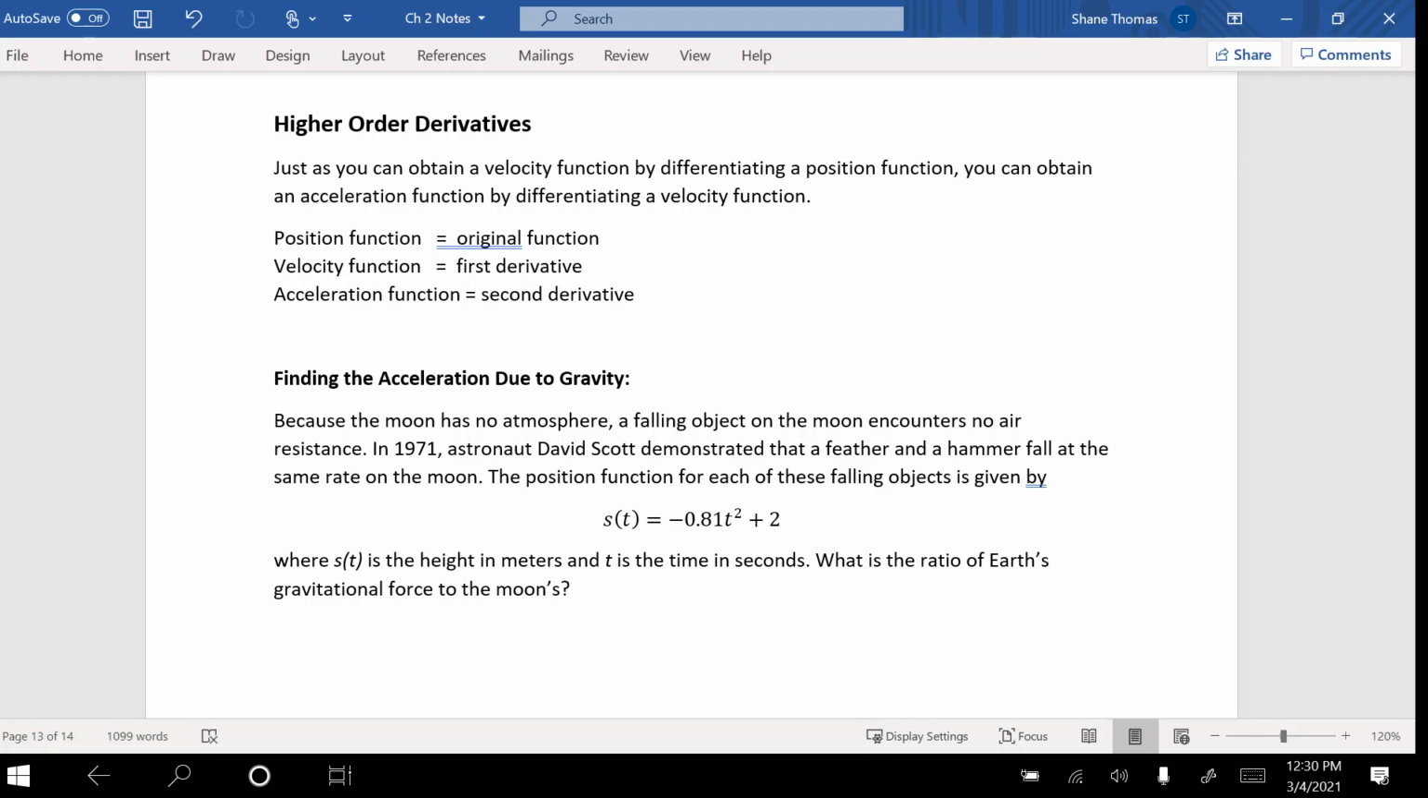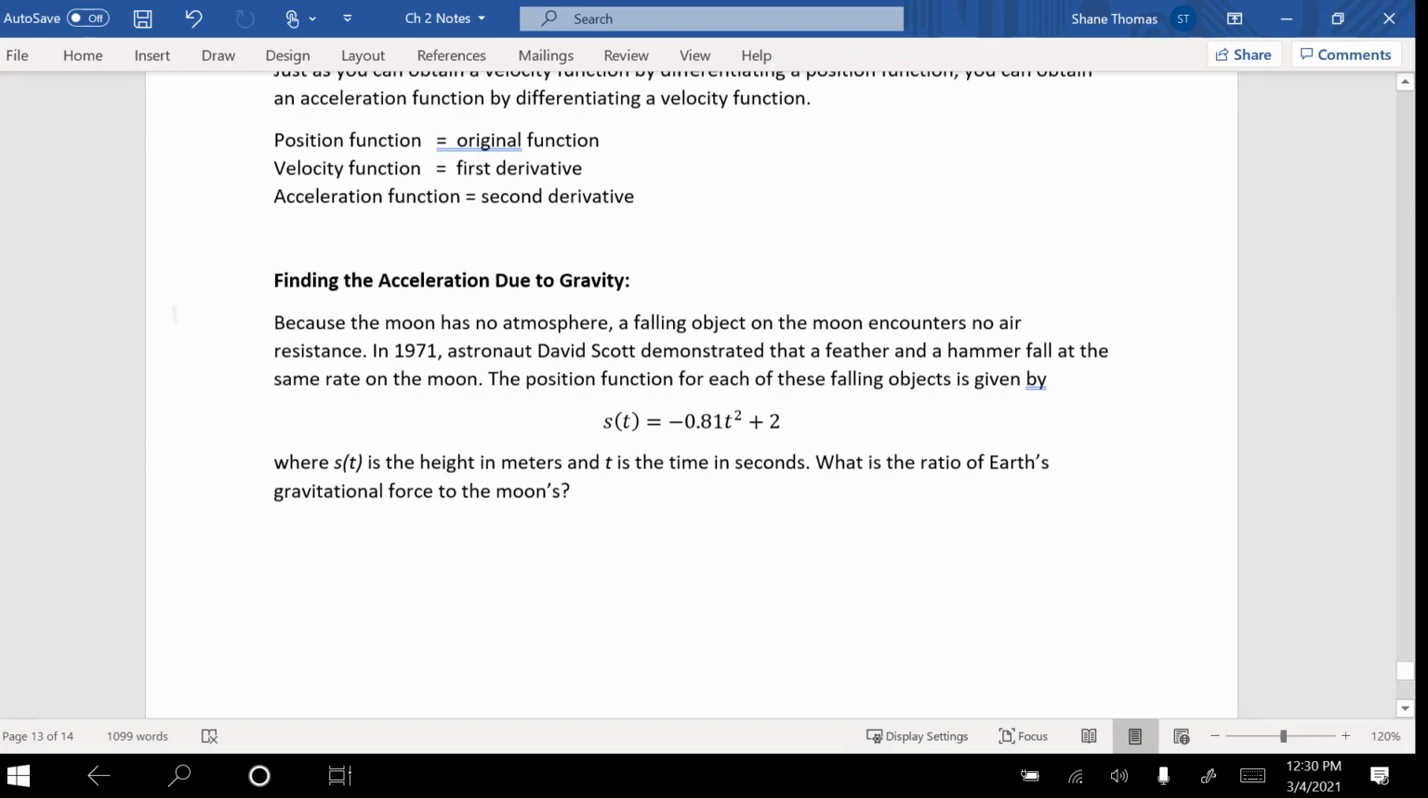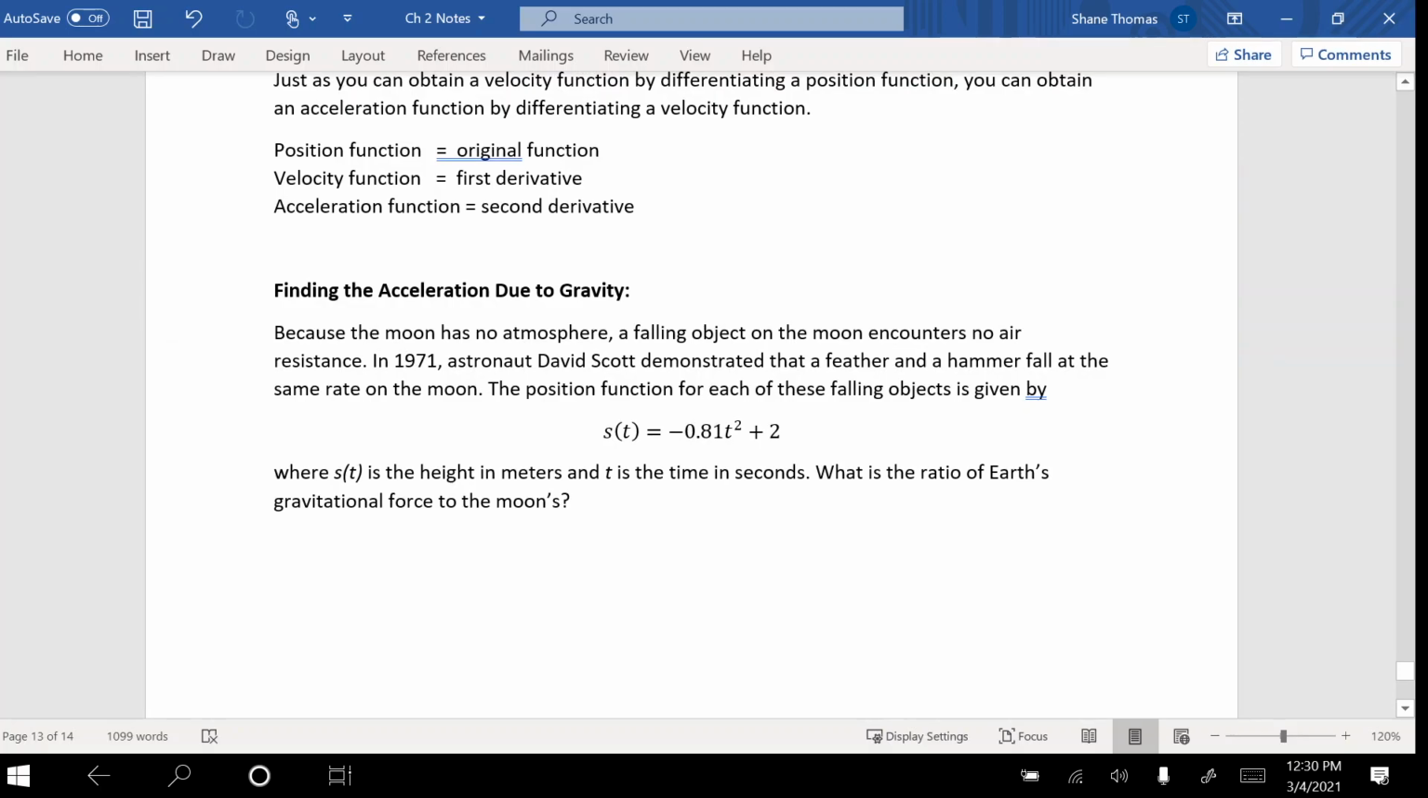Just as you can obtain a velocity function by differentiating a position function, if we have a function and find the derivative of it, we find the speed at that point, right? Now, if you do the derivative of the derivative, you find the second derivative. That's the acceleration function. First derivative is speed, second derivative is acceleration. One of the biggest things we're going to see is acceleration due to gravity. Probably did this in physics, yes?